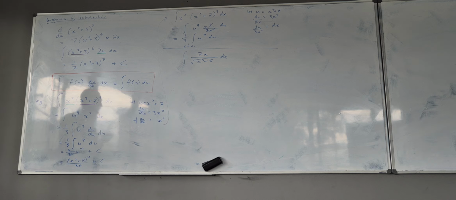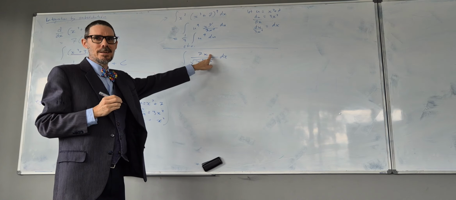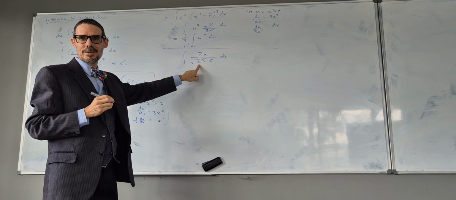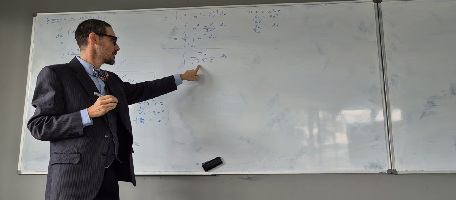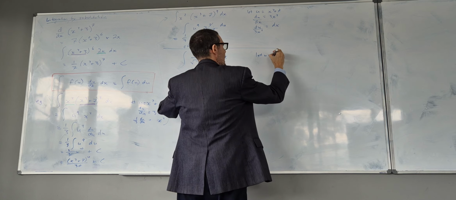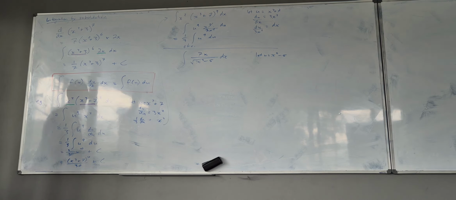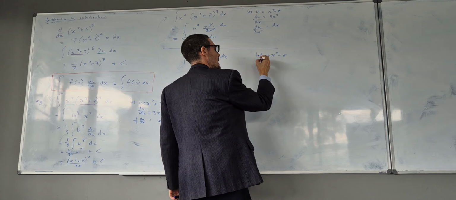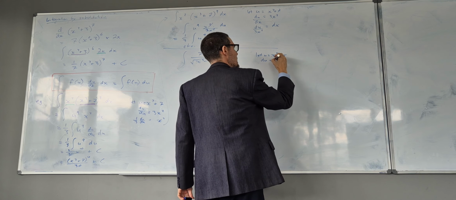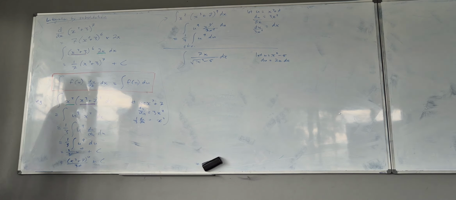Do you want me to keep underlining the pieces, or can you start to see them? X is linked to the derivative of x squared. So, let u be x squared minus 5. Then du is 2x dx. You okay if I write it like that?